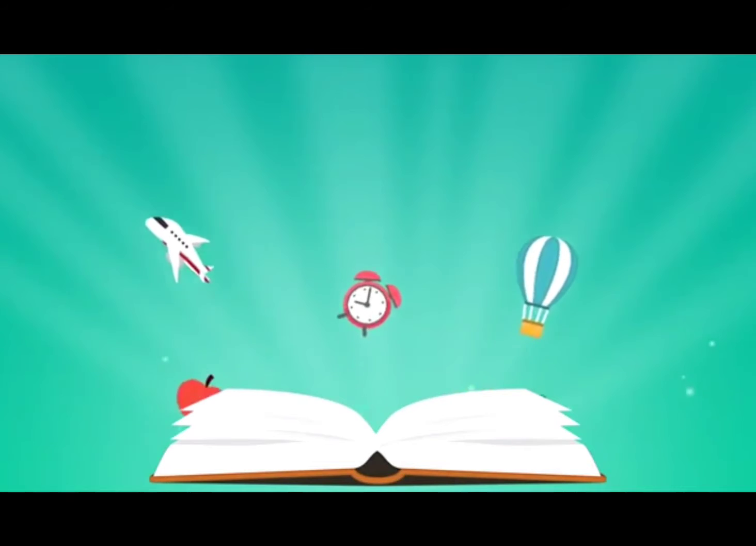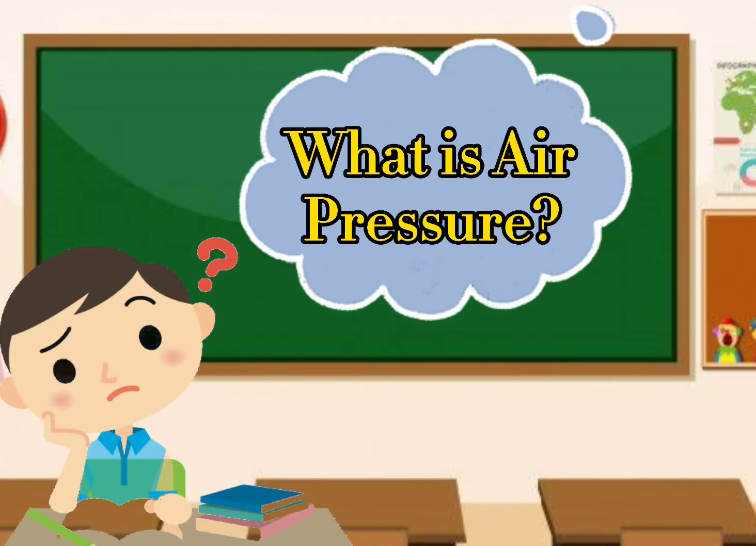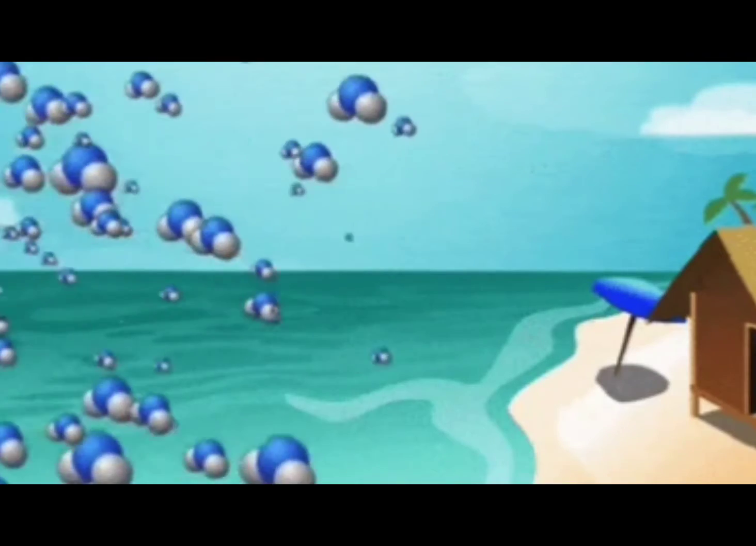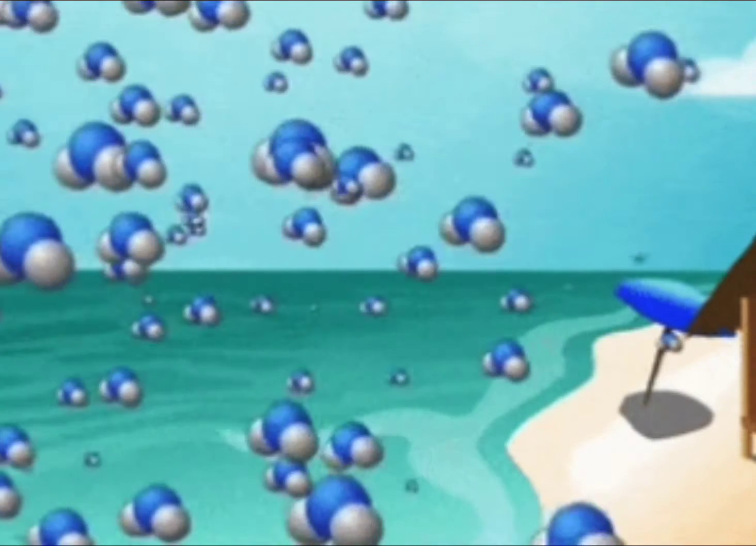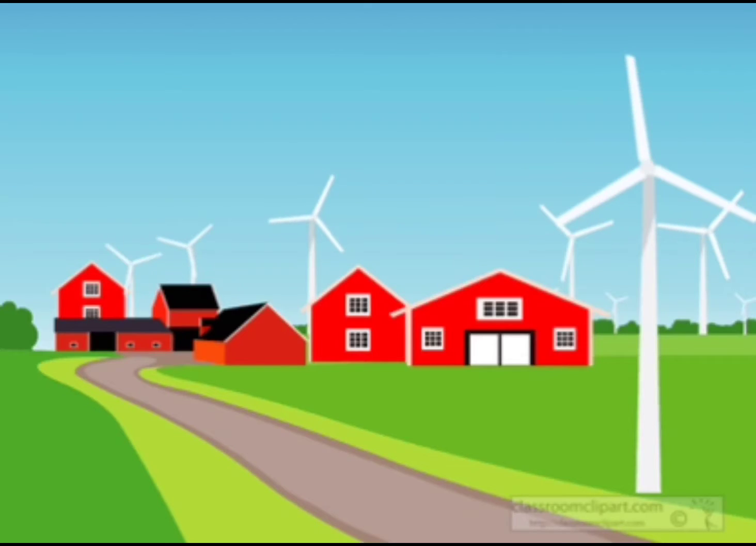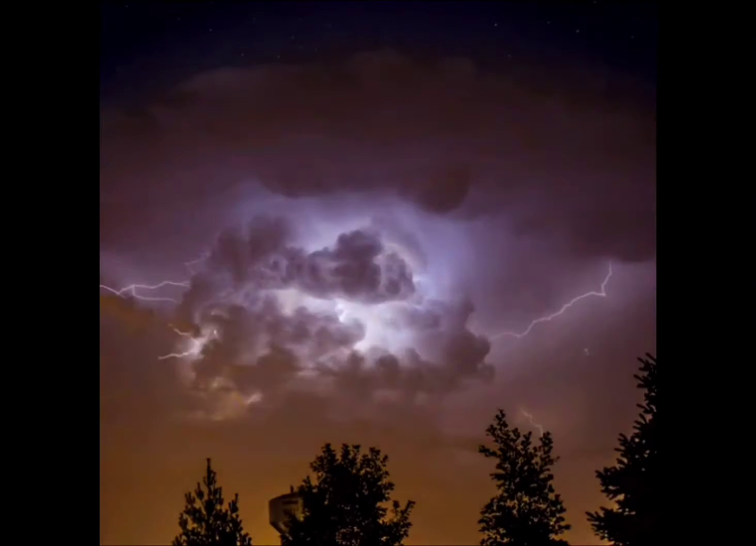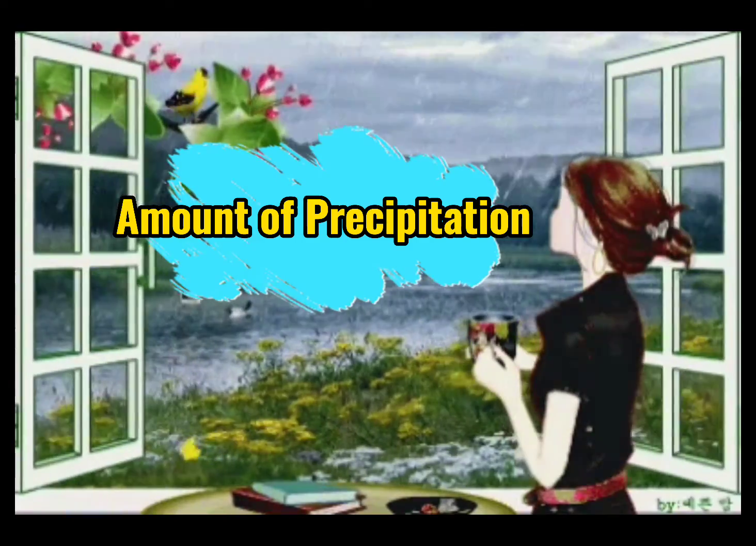Alright, the next factor affecting climate is the air pressure. Do you know what air pressure means? Air pressure is the force caused by the weight of air in Earth's surface. Areas with high temperatures have lower air pressure. The air becomes thinner or less dense. When a center of low pressure develops with a system of high pressure area, then this is a signal of a stormy weather.